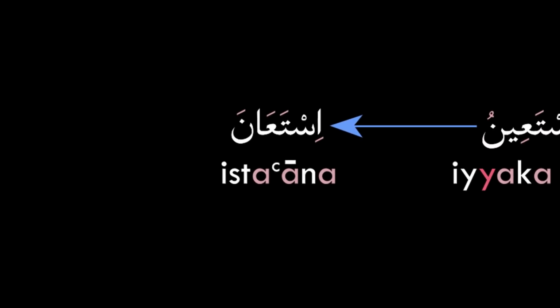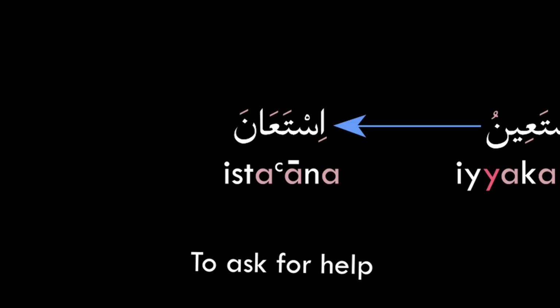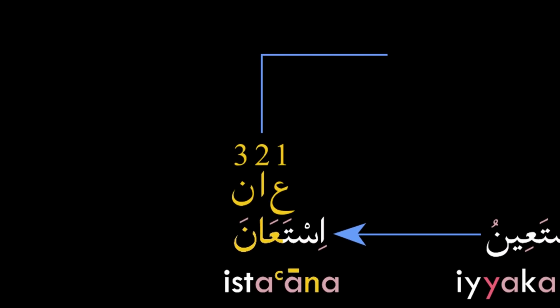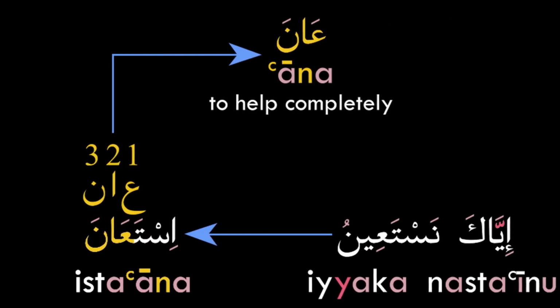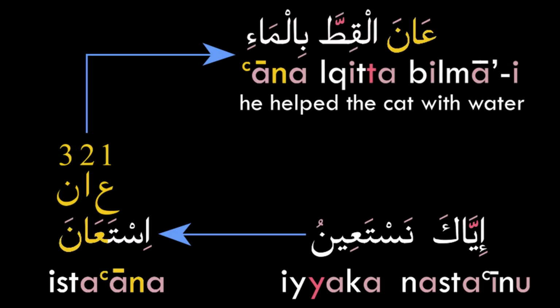The verb استعان means to ask for help. Its root letters are عين, alif, and noon. I'll give numbers to these roots to use them later. So I'll give 1 to the first, 2 to the second, and 3 to the third. The verb with the root letters is عانى, meaning to help completely. عانى القط بالماء means he helped the cat with water.